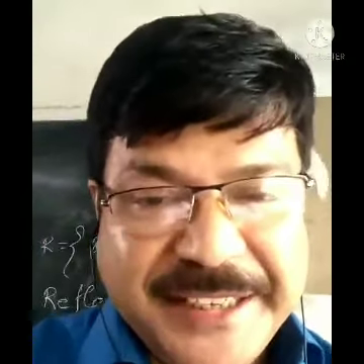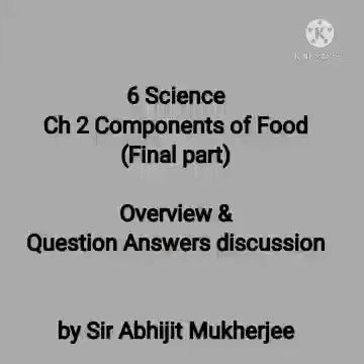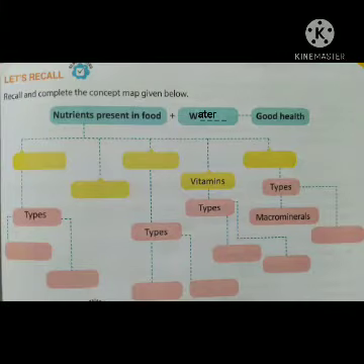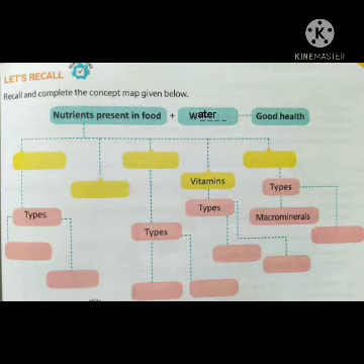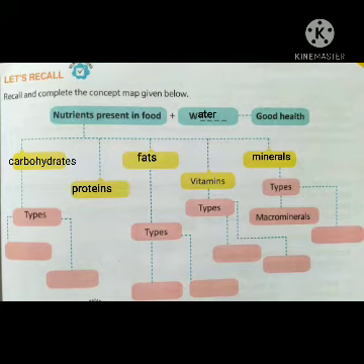We are going to study today Science of Class 6, Chapter 2 Components of Food, Final Part, an overview and question answer discussion. Let's recall and complete the concept map given below. Nutrients present in food plus water gives good health. Nutrients present in food are of five types: carbohydrates, proteins, fats, vitamins, minerals.